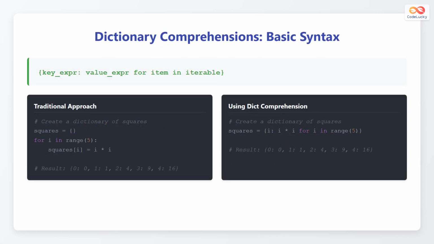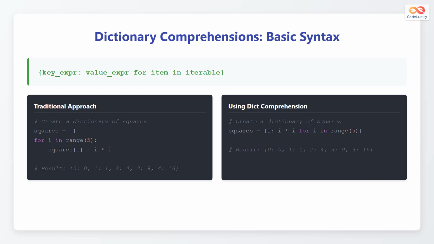Now let's move on to dictionary comprehensions. The basic syntax for dictionary comprehensions consists of a key expression and a value expression, followed by a for loop that iterates over an iterable. The key expression and value expression are evaluated for each item in the iterable, and the results are collected into a new dictionary. Here's a comparison between the traditional approach and using dictionary comprehension to create a dictionary of squares.